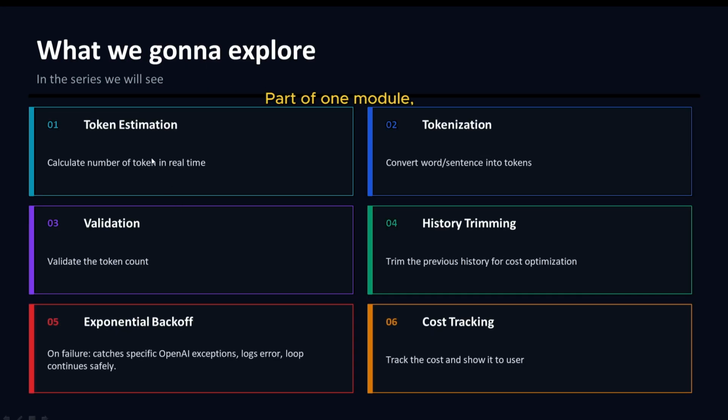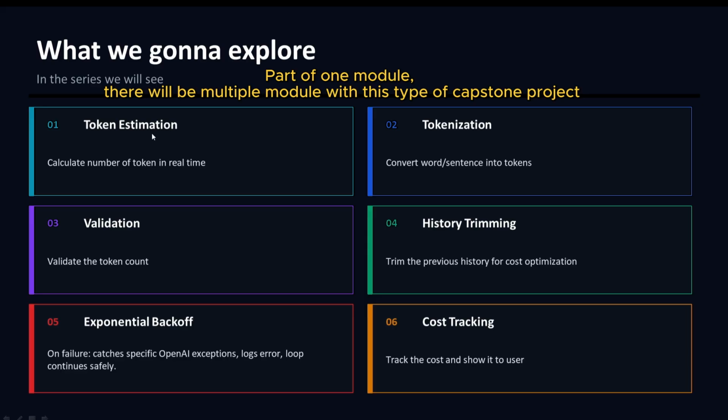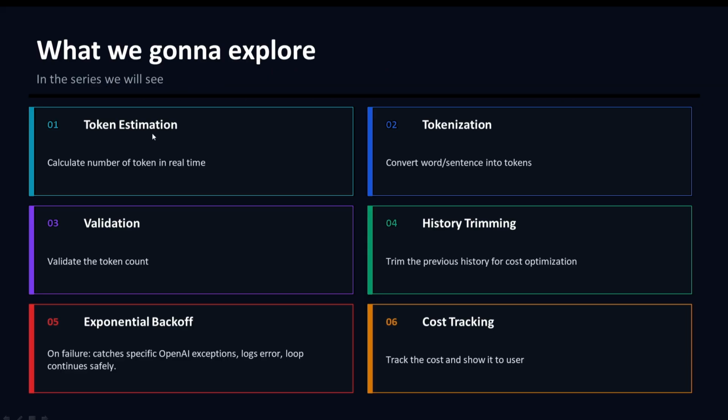Basically in the series, we are going to see token estimation, how to estimate tokens, because in real time you need to calculate the tokens, because every LLM is based on some token limitation. If you cross that limit, it will not work. Then how to do tokenization, how to do validation. If the token number increases, how to handle that. Then trimming the history. Suppose, friends, if you send a very long history, it will be of no use. ChatGPT or any LLM will not understand, so it will forget the previous chat. How to prevent that, we are going to see that.